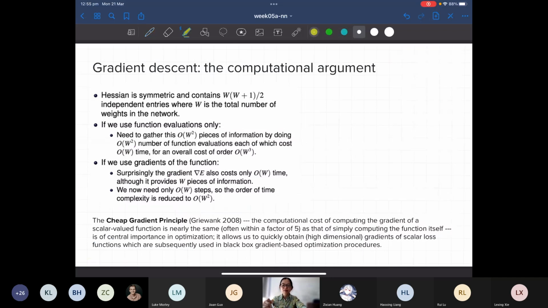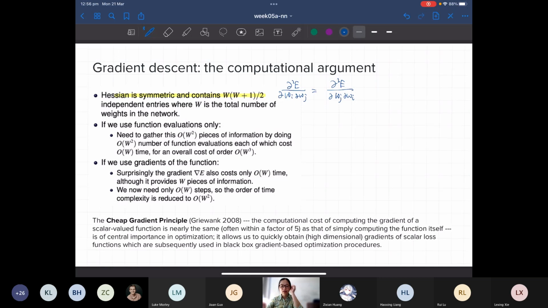Some we already kind of hinted at. So the Hessian is symmetric and contains on the order of W squared independent entries. To see that it's symmetric is easy: the mixed derivative with respect to Wi and Wj equals the one with respect to Wj and Wi. Okay, that's easy. That means we have a giant W by W symmetric matrix, and it has basically W times (W plus 1) over 2 independent entries.